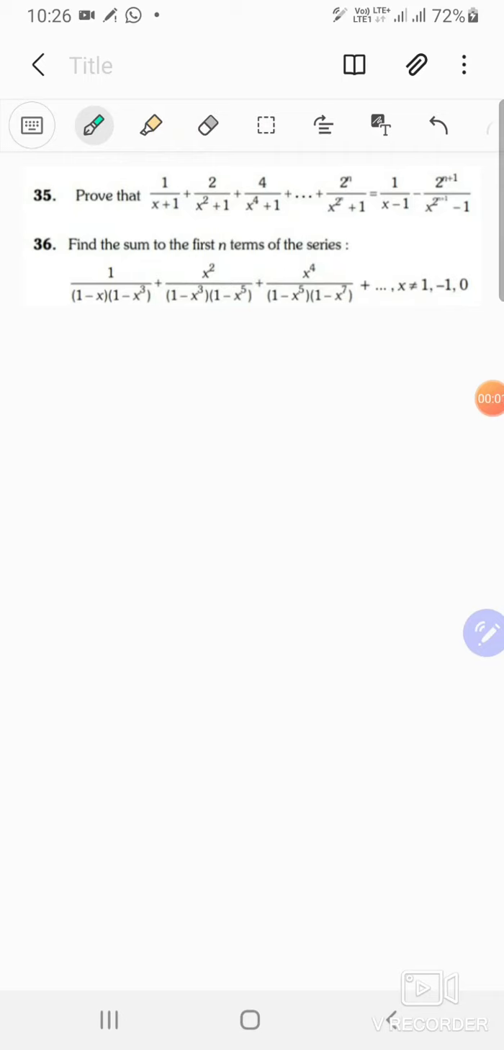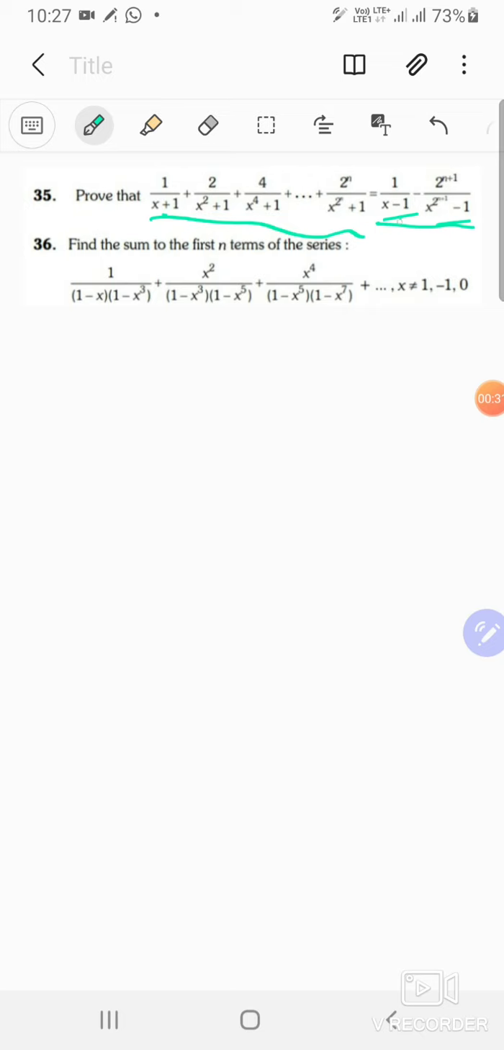Okay, so the first question says, prove that 1 upon x plus 1 plus 2 upon x squared plus 1 plus 4 upon x to the fourth plus 1 all the way till 2 to the power n upon x to the 2 to the power n plus 1 is equal to 1 upon x minus 1 minus 2 to the power of n plus 1 upon x to the 2 to the power of n plus 1 minus 1. Right, so looking at this, it seems as if this has been telescoped to get this as the first term and this as the last term.